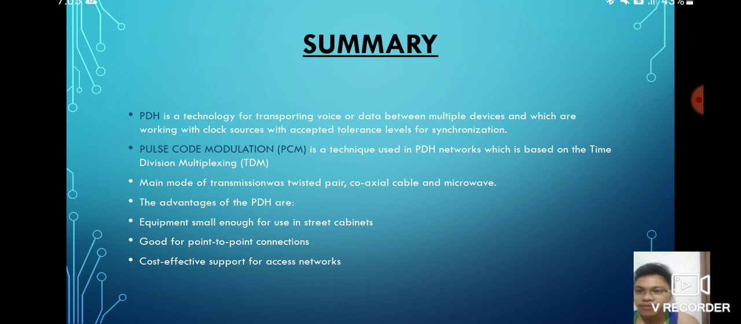Here are the advantages of the PDH. First, we have equipment small enough for use in street cabinets, good for point-to-point connections, and last is the cost-effective support for access networks.